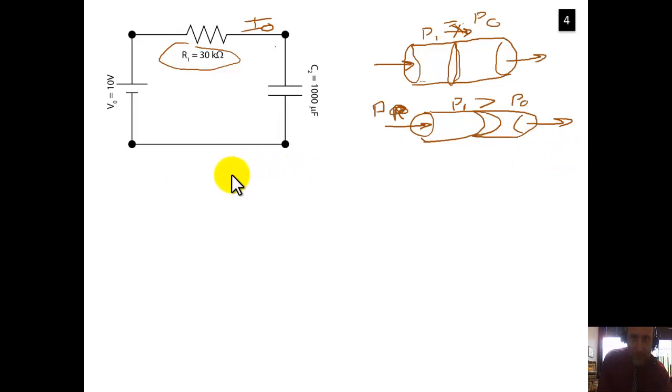Okay, I'm going to do this a little bit differently than the way I was going to do it. So let's start with the equations, actually.